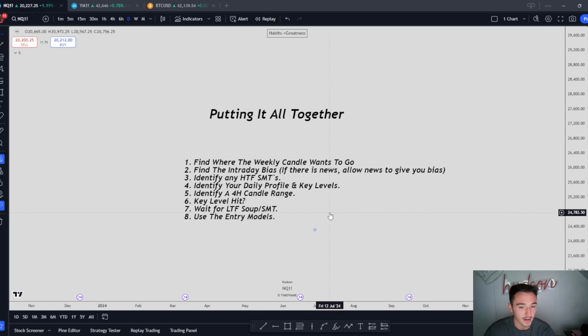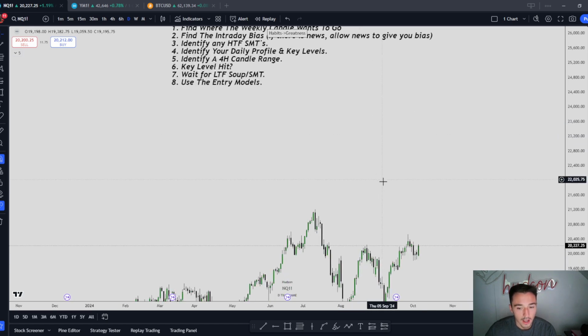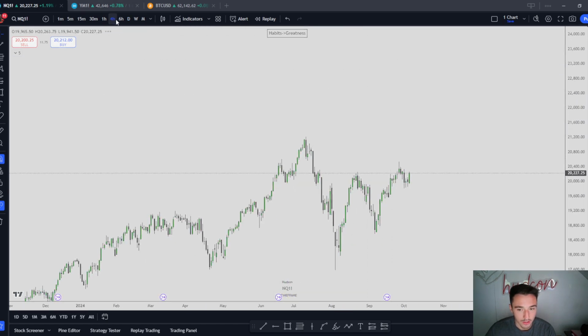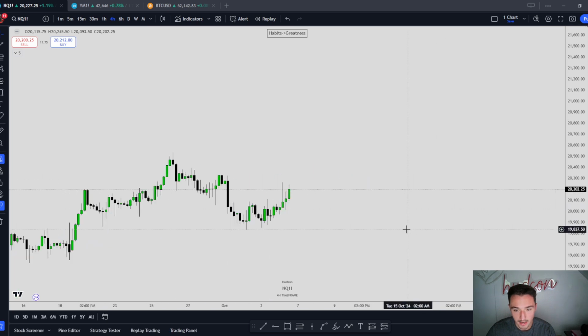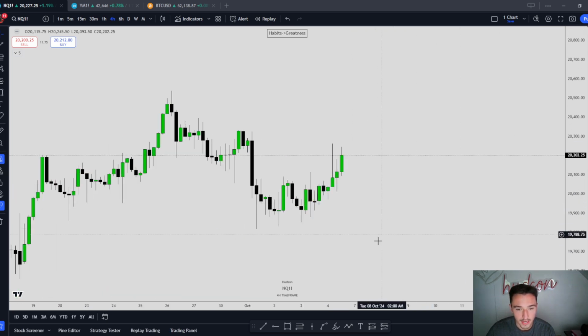After I have identified a key level and saw if there was a daily power of 3, I'll identify a 4 hour range, right? So if you're confused about this, we can just go to the 4 hour chart on Friday, right? So right here on Friday, I was using this candle as the range, right? Why? Because this candle took buy side and sell side liquidity.